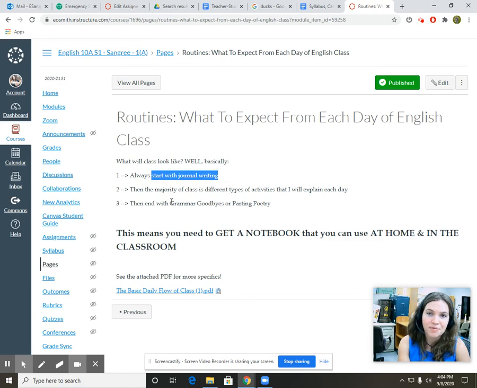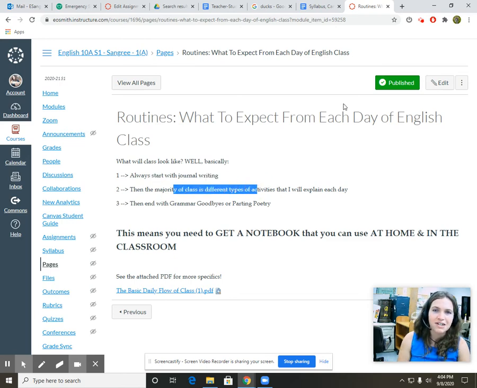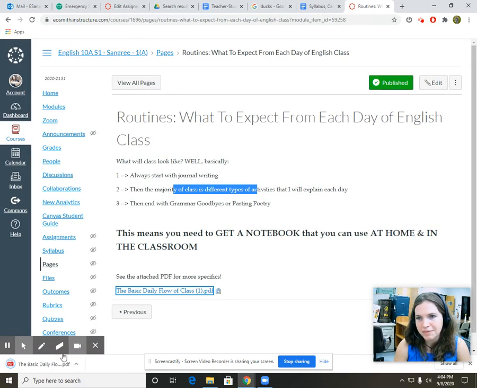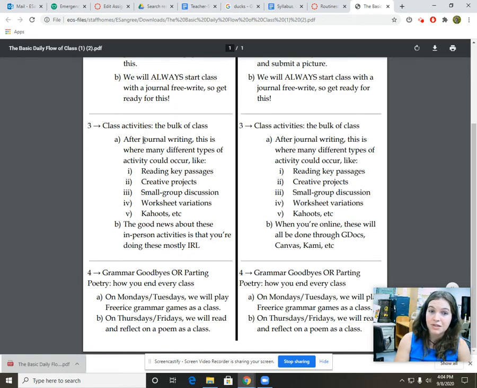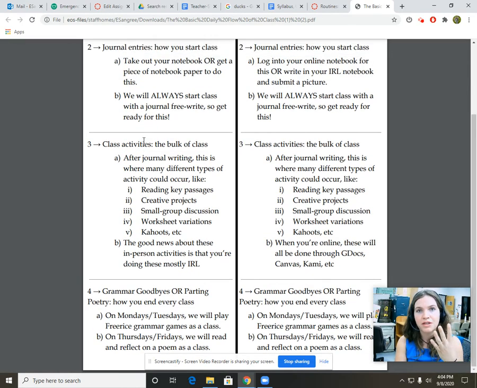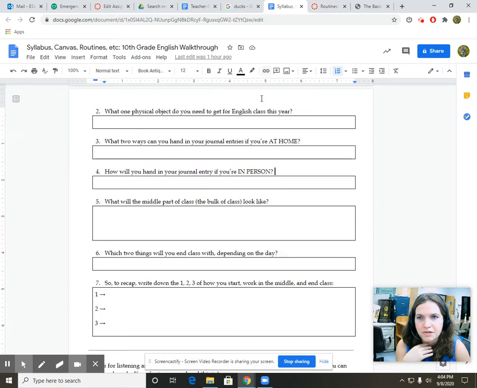Always start with a journal. Then, the majority of class is different types of activities that I will explain each day. The PDF explains this better. Basically, the majority of class could be any style of thing, because I'm trying to hit those 4 things: reading, writing, speaking, listening. So I might make you do a Socratic seminar, I might do a Kahoot, might do a worksheet, might do a key passage, like it'll be different every day. I'll explain it to you every day, but the middle of class is when we're really getting into the book and into our topic.